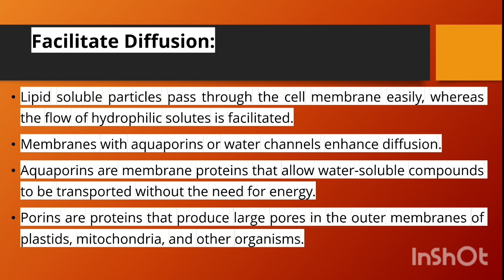Aquaporins are membrane proteins which are present on the cell membrane or plasma membrane that allow water soluble compounds to be transported without the need of energy. So it helps in the movement of water soluble compounds. And what are porins? Porins are the proteins that produce large pores in the outer membrane of plastid, mitochondria and other organisms. So facilitated diffusion occurs through specific proteins or channel proteins.